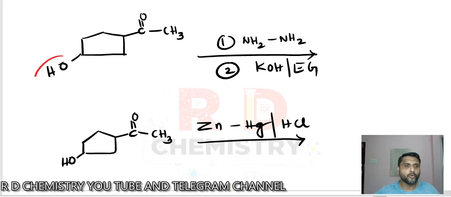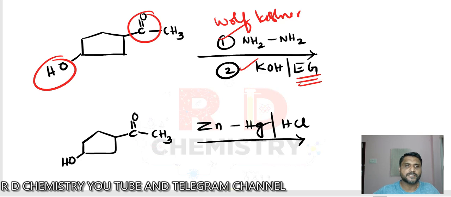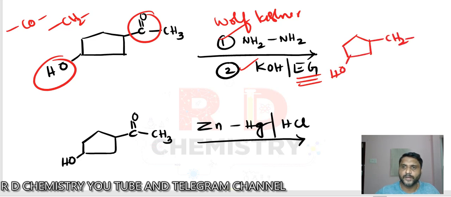Next one, we have got an OH group and a keto group. This is hydrazine and KOH in ethylene glycol, which is for Wolff-Kishner reduction. What happens in Wolff-Kishner reduction? The CO group must become CH2, correct? So what will happen finally? This is a 5-membered ring with OH intact, then this becomes CH2 and CH3.